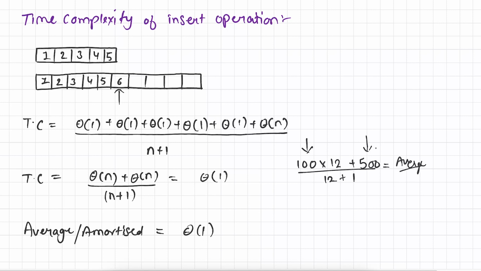So this is the same concept we are using here, that even if you are adding an element at the end, in the middle, or in the front, the average or amortized time complexity of the insert operation is always going to be theta of 1. Okay, so I hope this is clear to you.